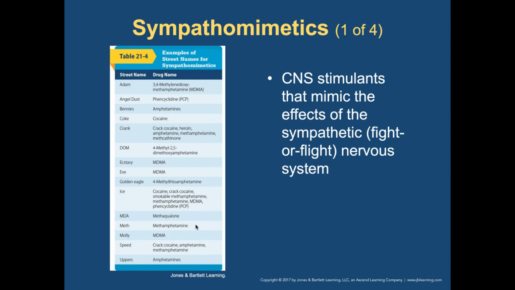That's very important. So here are some sympathomimetics, stimulants that mimic the effects of a fight or flight nervous system. All right, so we're going to take Adam and Molly. I didn't know what Molly was. I didn't know what Adam was. It's MDA also. So you can see they have different names. I'm sure there are so many other different names for these that I don't really know. I don't go down that route. But there's just what your book's telling you on 21.4.